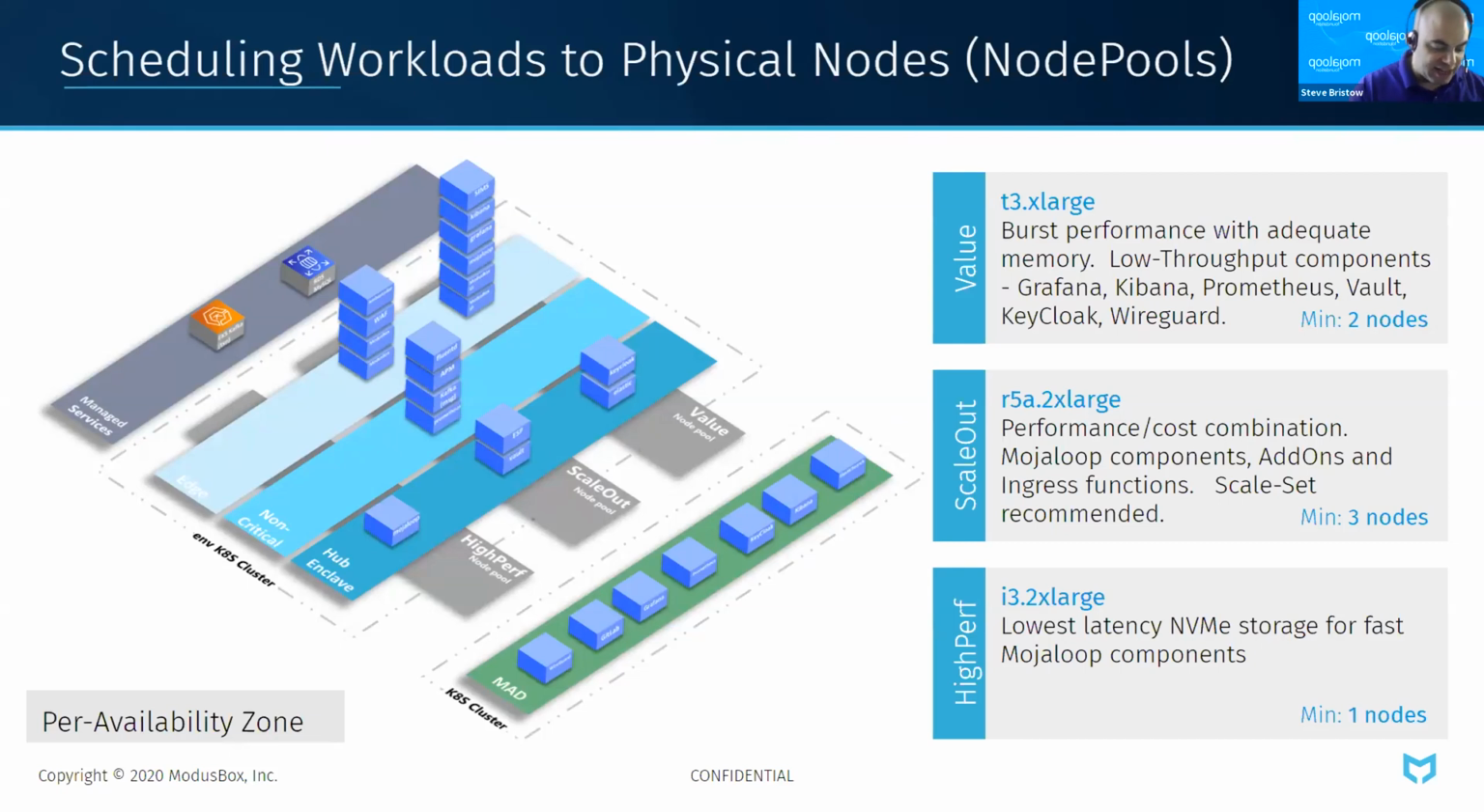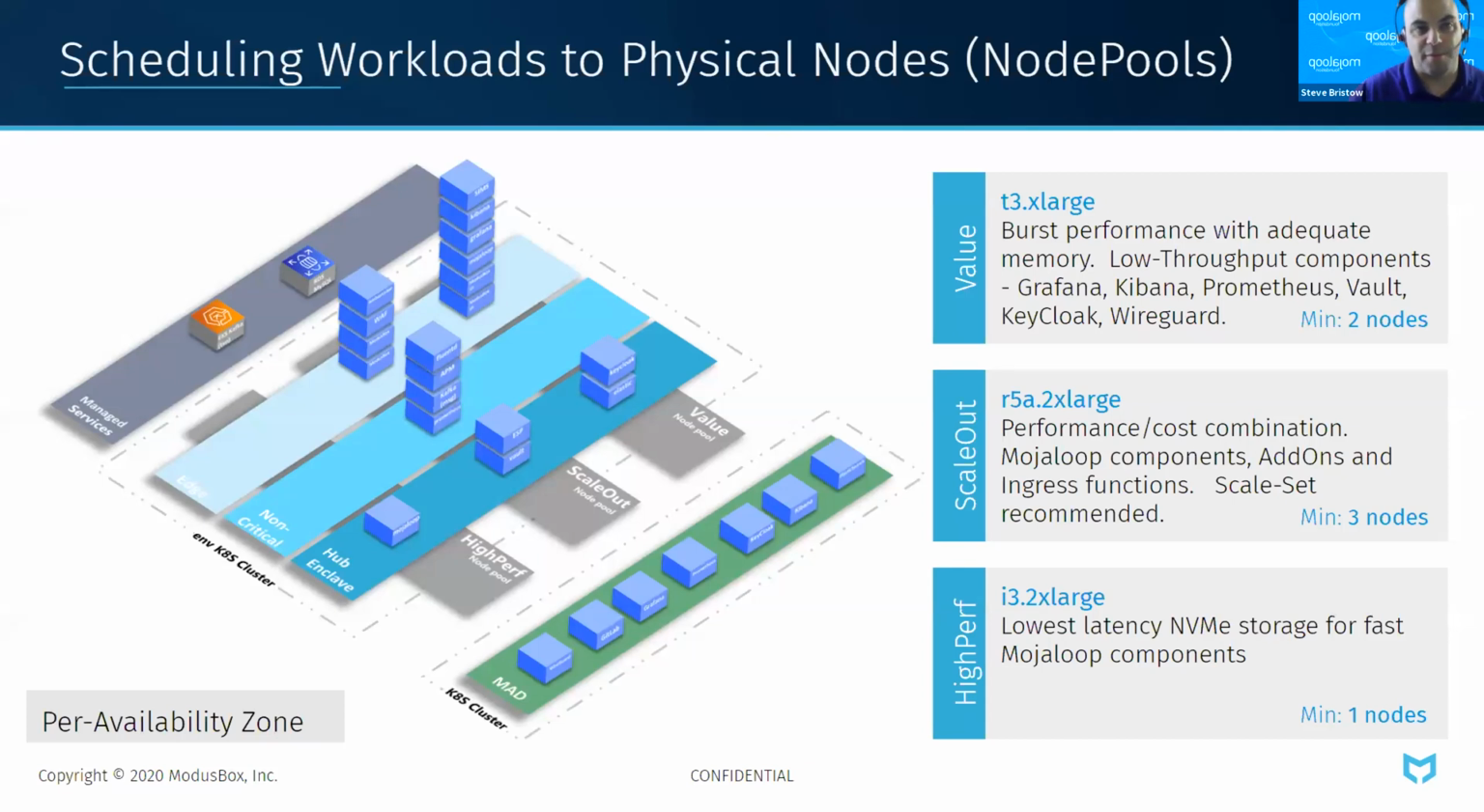The other way to drive value is to ensure pods are running on optimal hardware. This doesn't always mean the biggest. In fact, for some of these workloads, it means the smallest. T3 extra large VMs, for example, running Kubernetes are highly bursty CPU, but a very, very cheap platform. So Grafana, Kibana, and so on can run on 2 nodes in each availability zone on those.